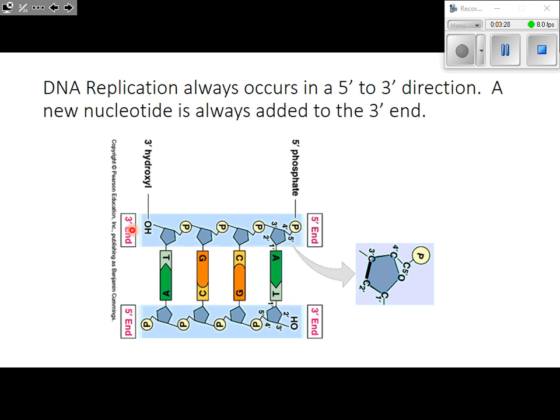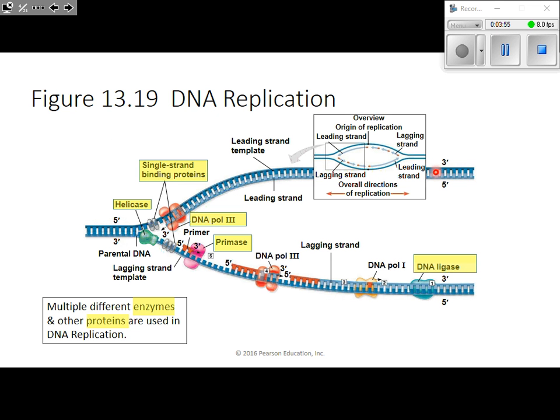And the reason is basically that the enzyme DNA polymerase only recognizes a 3' end. It is unable to add anything to the 5' end. So that may not completely make sense to you yet, but just keep it in mind because it's really important. A new nucleotide is always added to the 3' end and can only be added to the 3' end. Okay, so this is what we're going to be diving into.